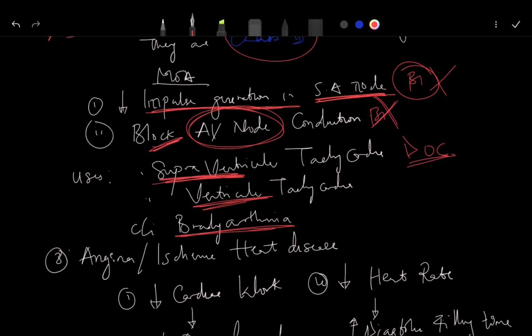Beta blockers are the drug of choice for supraventricular tachycardia, and they are also used in ventricular tachycardia, but they are contraindicated in bradyarrhythmia.